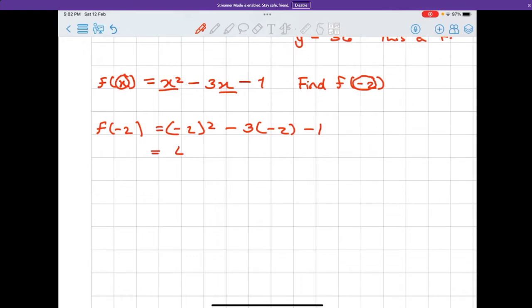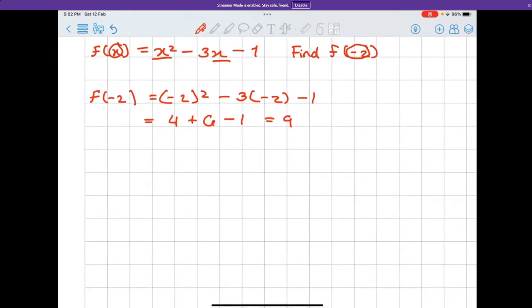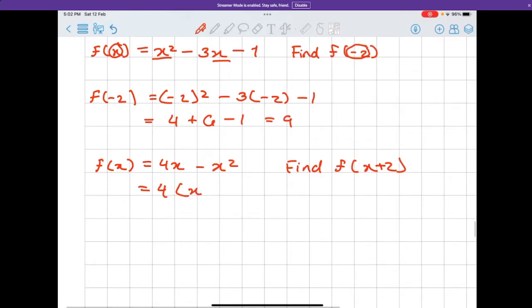Which leaves us with 4 plus 6 minus 1, and that gives you 9. Okay, so that's pretty much all it is for evaluating. Now, sometimes they'll tell you to evaluate it for another expression. So they'll tell you f of x is equal to 4x minus x squared, and they'll tell you find f of x plus 2. So now, same thing, it will give you 4 times x plus 2 minus x plus 2 all squared.